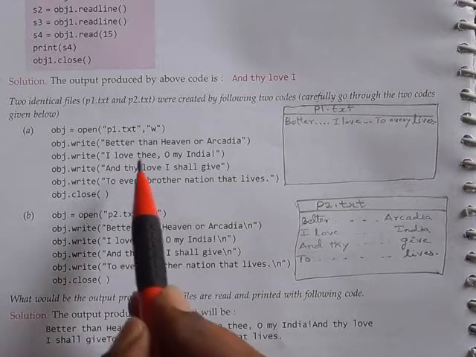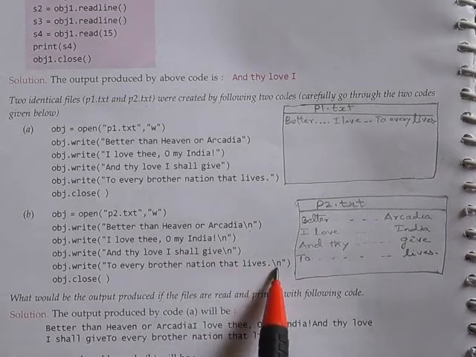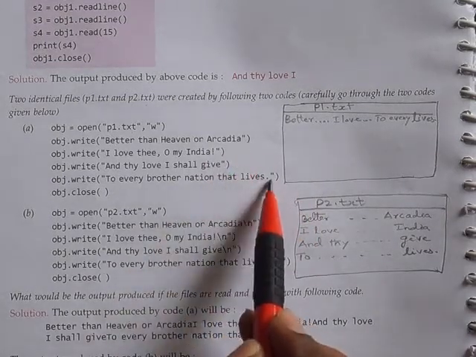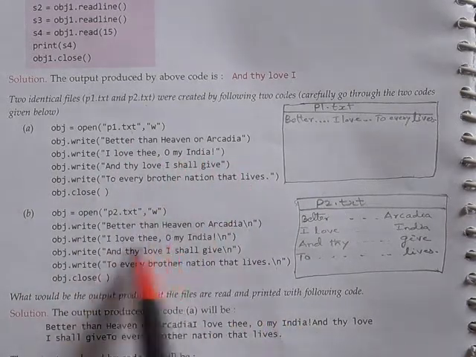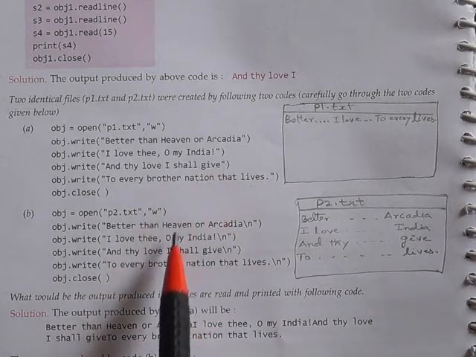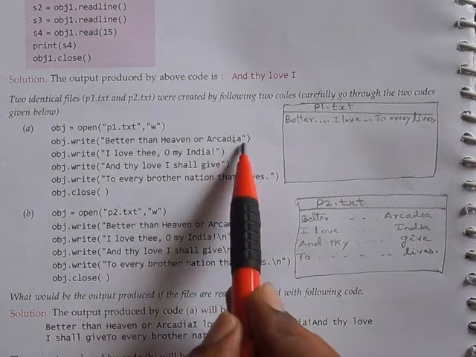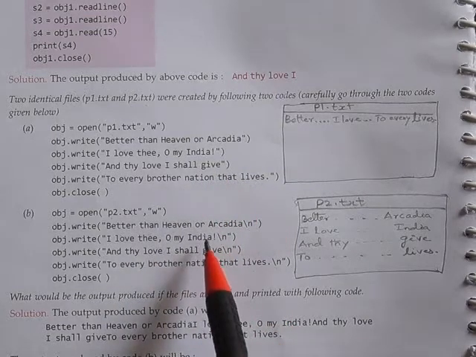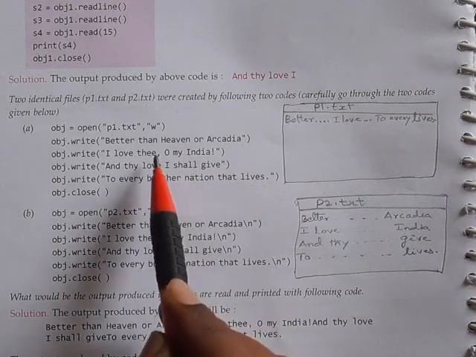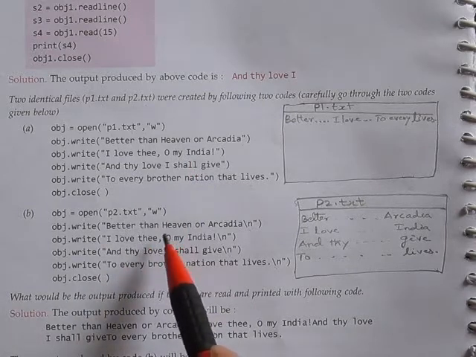The only difference from here to here is, here \n is given, but here there is no backslash n. You see, better than heaven or etc. up to lives, everything is same to same, but here \n is given at the end of the line, and here no \n is given. So that's the difference. If you run this program, what will be the output? Then if you run this program, what is the output? Then what is the difference between these two outputs? That's what they are asking.